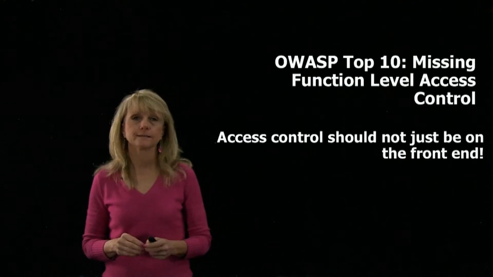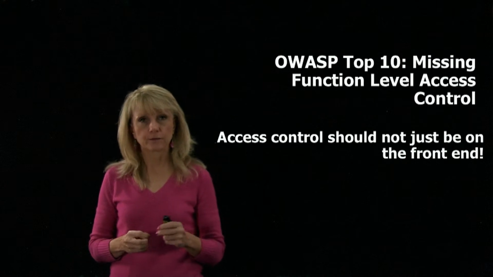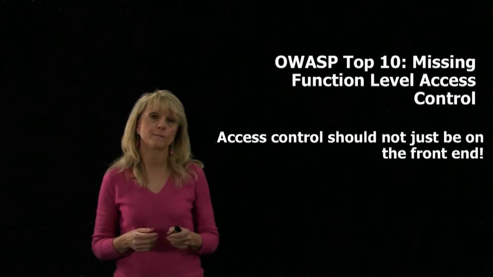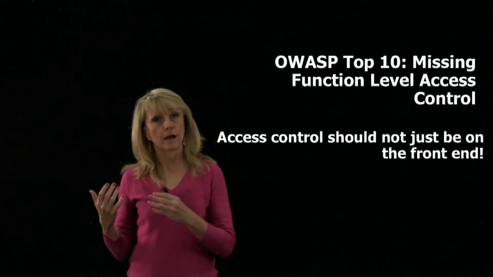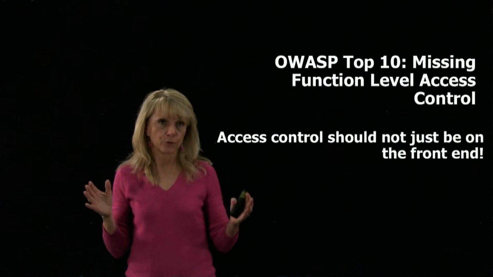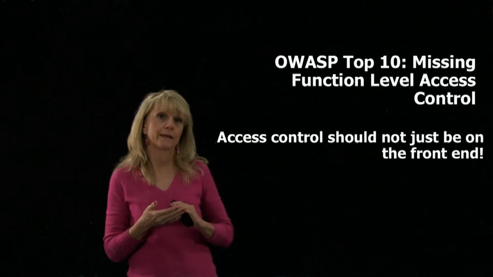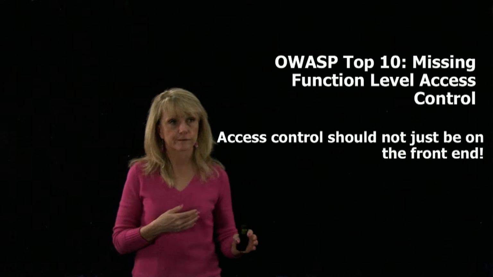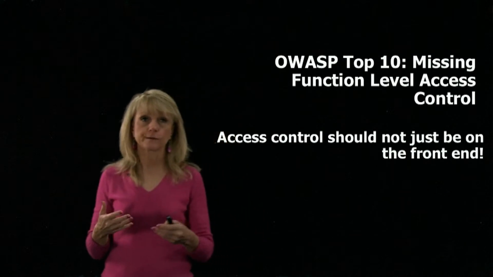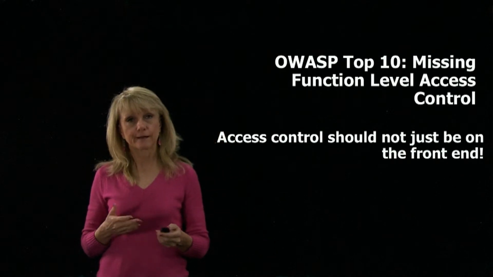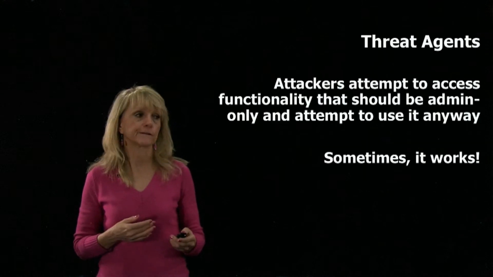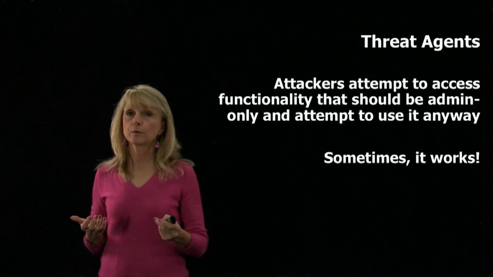And with that, we need to make sure you have a reminder that access control always must be at the client side and the server side. And if you had to pick one, you make sure that it is on the back end on the server side. And as we'll see with the function level access control, it needs to be done on the server side. So who are the threat agents?